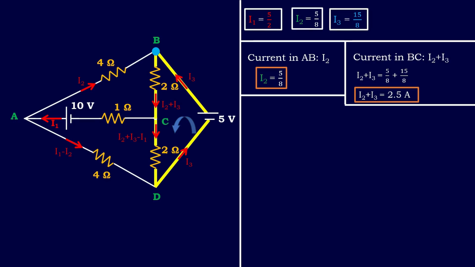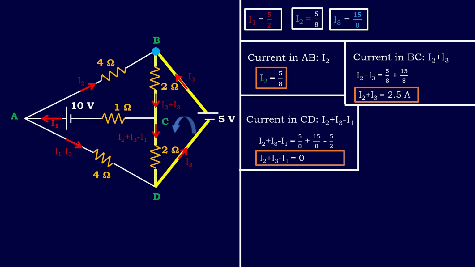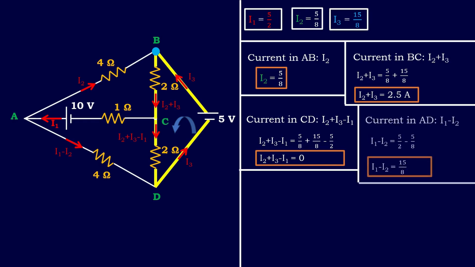The current in limb CD is I2 plus I3 minus I1. After substituting the values, we obtain 0 ampere as shown on the screen. Finally, the current in limb AD is I1 minus I2. After substituting the values, this is equal to 15 by 8 ampere.